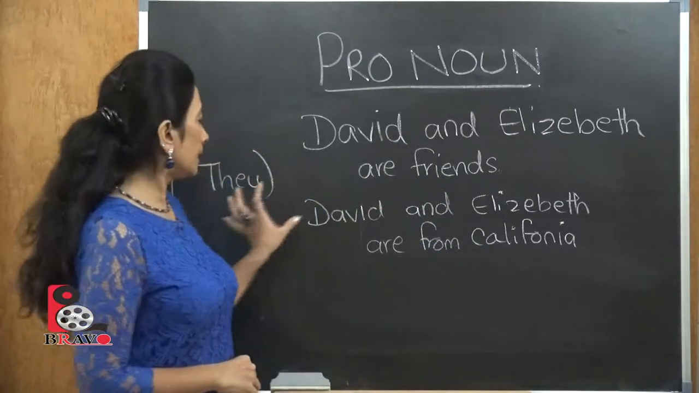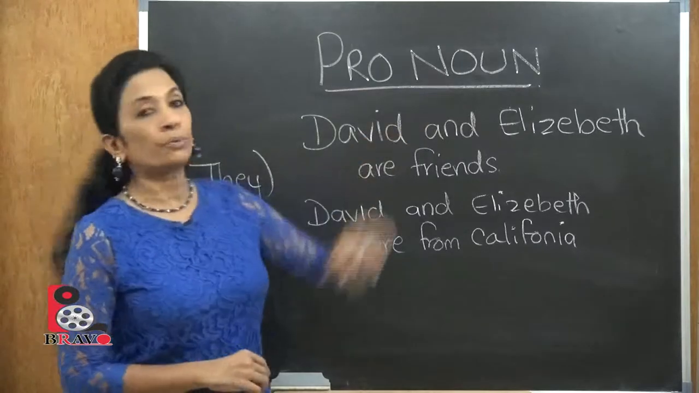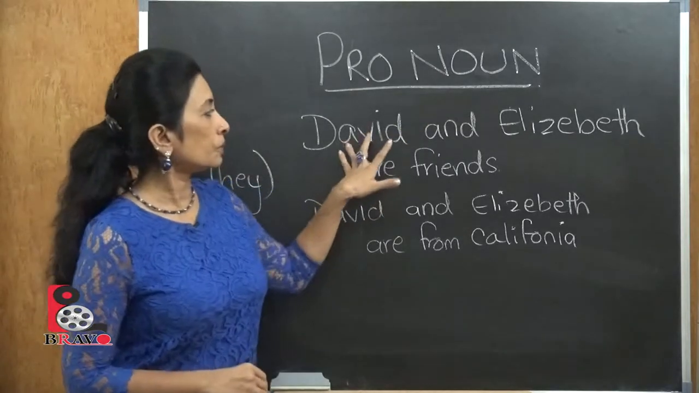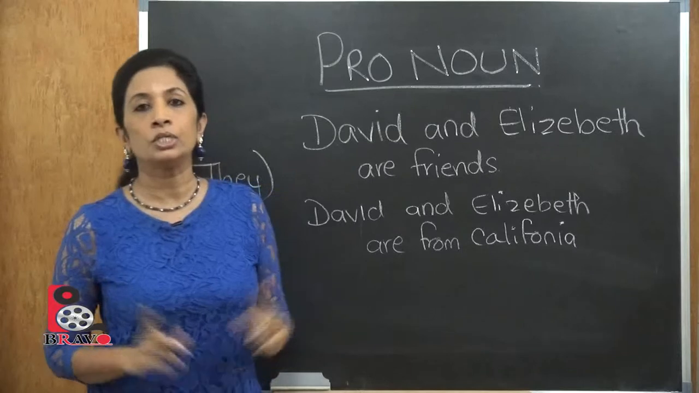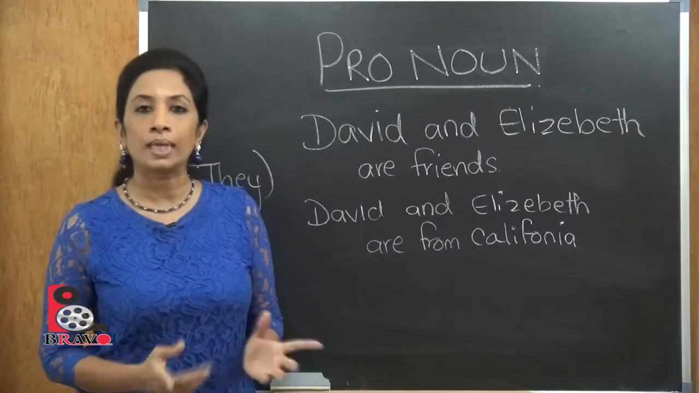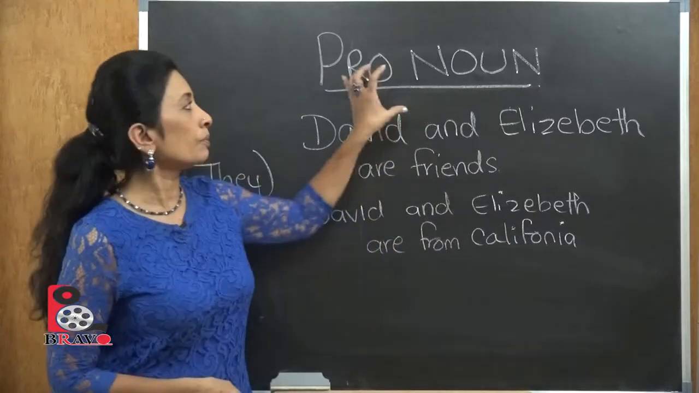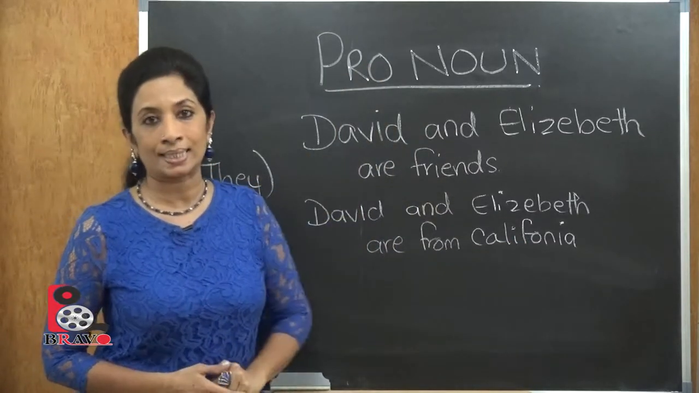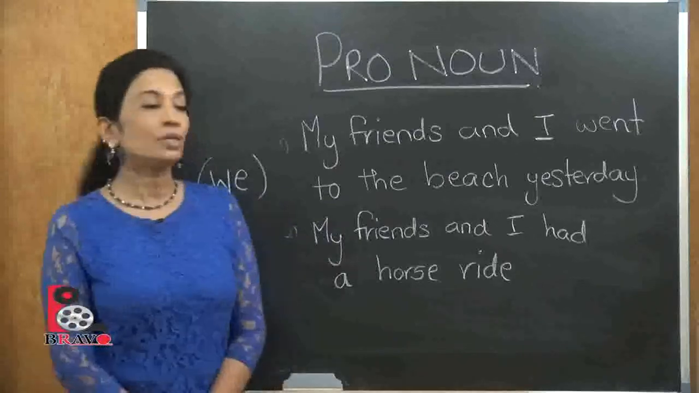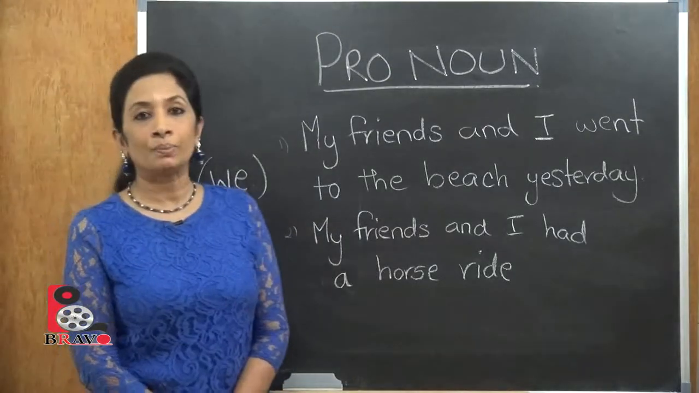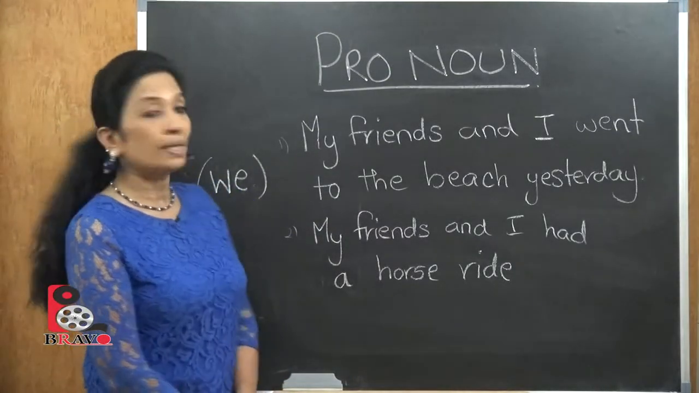So we are using "they" as a pronoun here, which shows David and Elizabeth together as one. So they are friends, they are from California. So that's the pronoun that's used in this sentence. Okay, so we are going to go on to the next pronoun, which is "we".